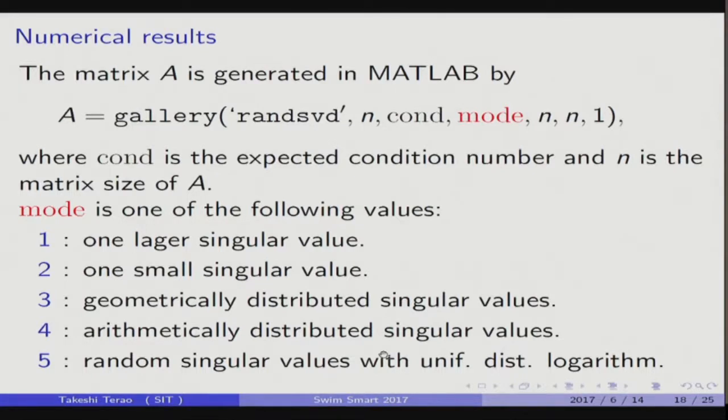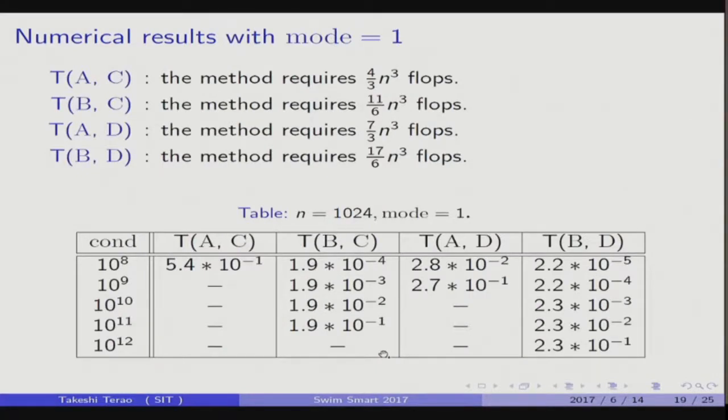After that, we introduce the numerical results. The test matrix A is generated in MATLAB by this function, where con is the expected condition number and n is the matrix size of A. This mode is one of these values. We first introduce the numerical result when mode is 1.